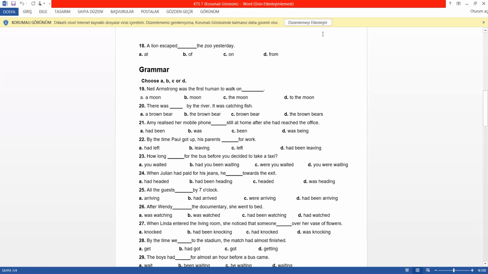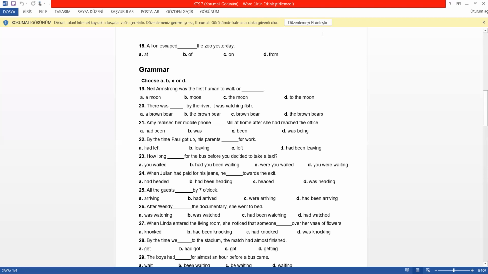In question 24, the appropriate answer is C, had it, as in the first part of the sentence we used past perfect tense, then in the second part of the sentence we have to use past simple tense.